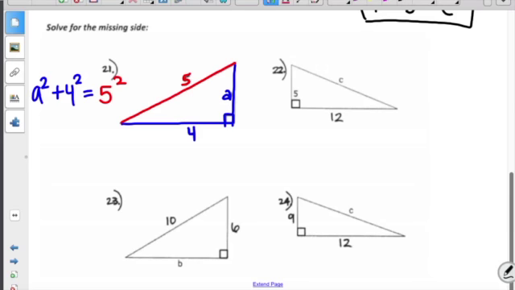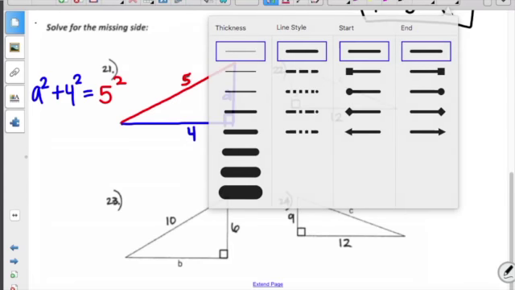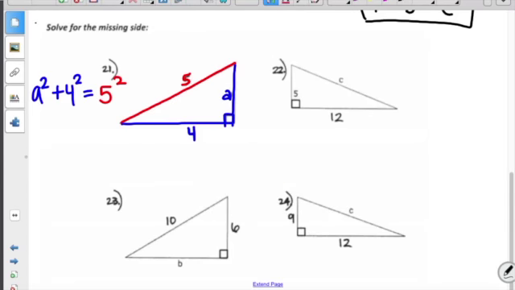When we solve, you always have to square your numbers first. Exponents come first in the order of operations. So 4 squared, 4 times 4 is 16. 5 squared, 5 times 5 is 25. And we still have our unknown leg, A squared.